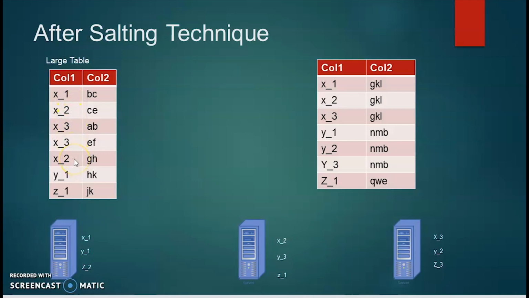If you see, the value is no more x. It basically got salted with some other values, and even y and z, you can see it got changed. So in the right side of the table, because we exploded this table in the range of 1 to 3, the same x value got exploded to x1, x2, x3, even y got exploded to y1, y2, y3, even z will be exploded to z1, z2, z3.